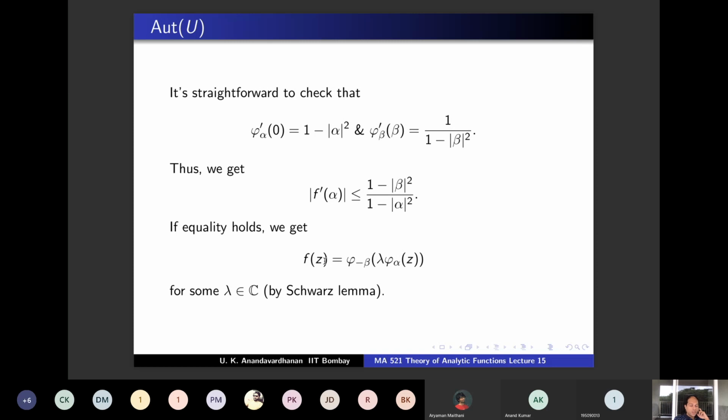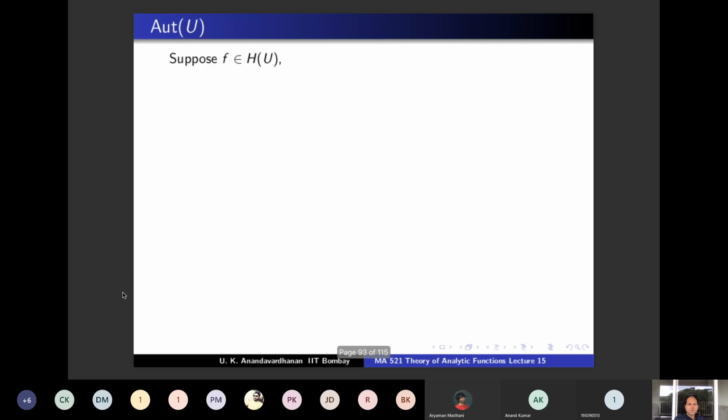Sorry, I'm not saying that any f has to be of this form. If f is holomorphic on U, norm less than or equal to 1, and it takes alpha to beta, then you have a bound for the derivative at alpha. And if this bound is attained, if equality holds at alpha, mod f prime alpha equal to this, then f is of this form. It is in terms of functions that we know very well, Mobius functions, certain rational functions. Okay, this is what we are going to use.